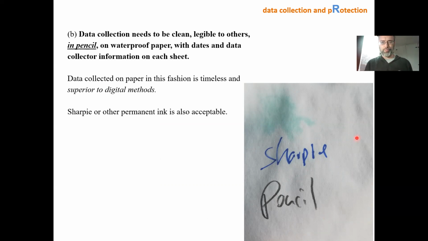See this? Gone. Don't be that person who's lost all of your thesis data because you wrote in pen.